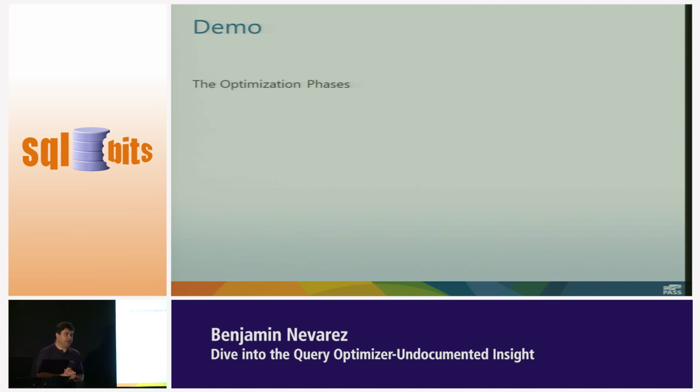And finally, we talked about optimization phases. The optimizer doesn't run all the rules at the same time. It's trying to fix easier problems as soon as possible. Okay, so that's basically all the information I have. Any questions at the moment?